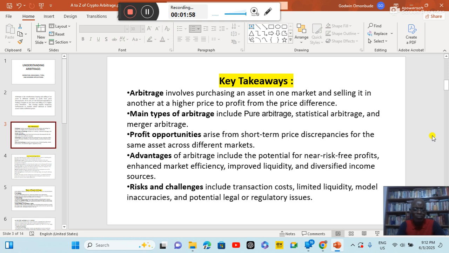What are the opportunities? The profit opportunities arising from the short-lived price discrepancies of the same asset across different markets. Arbitrage trading is a business of volume, and we must know that. And what are also the advantages? There are so many advantages that accrue to arbitrage trading, including the potential for near risk-free profit, enhancing market efficiency, improving liquidity, and diversified income sources. Risks and challenges include transaction costs, limited liquidity, model inaccuracy, and potential legal and regulatory issues.